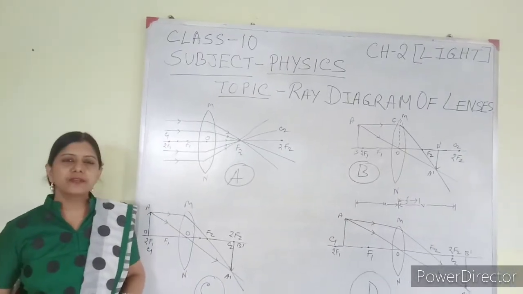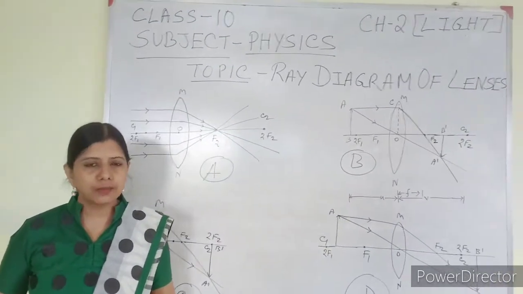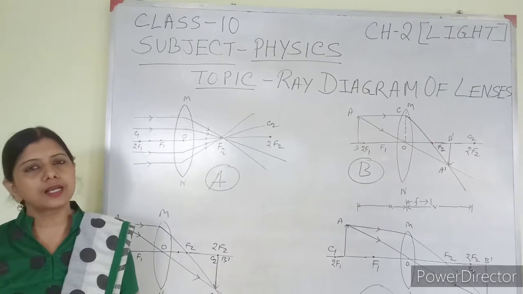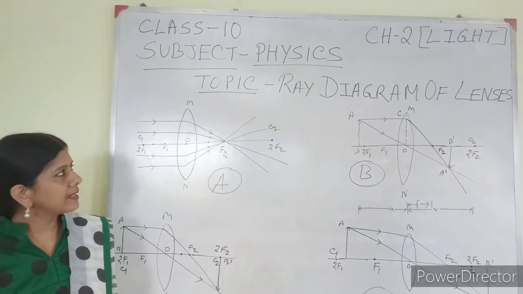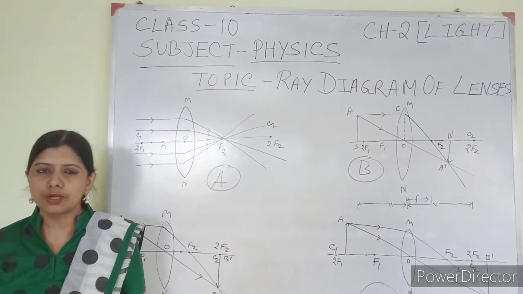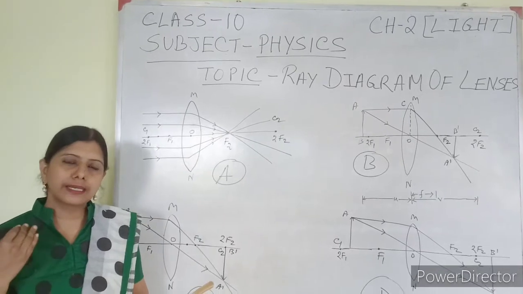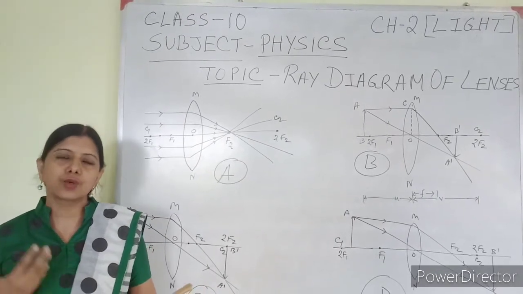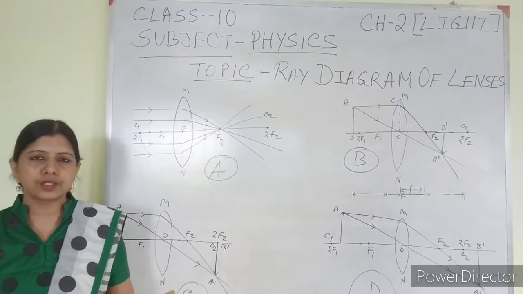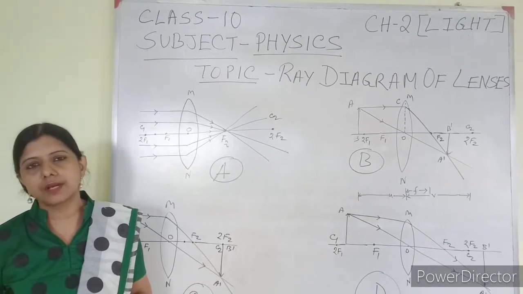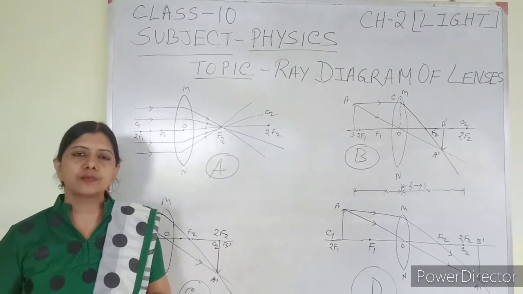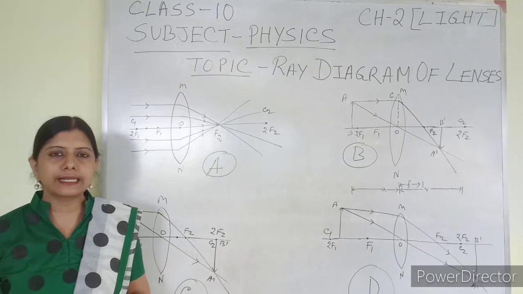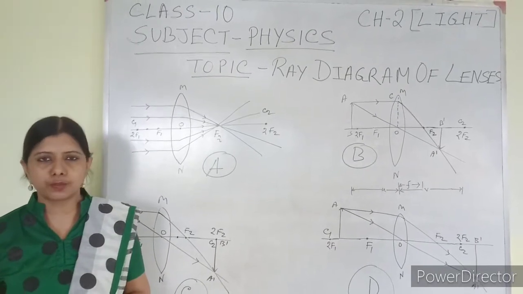Student, in my previous video I told you about convex lens and concave lens. So class 10 physics second chapter is going on, how to get the focal point, focal length, center of curvature, everything I have discussed in my previous video. I have shown you how to draw the ray diagram to find out the focus point.